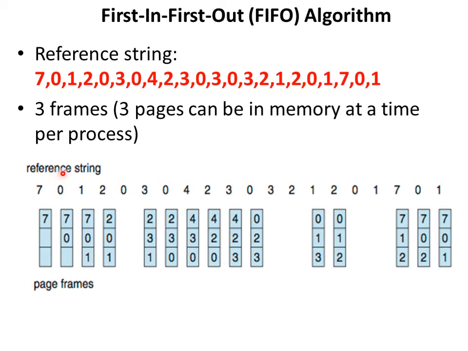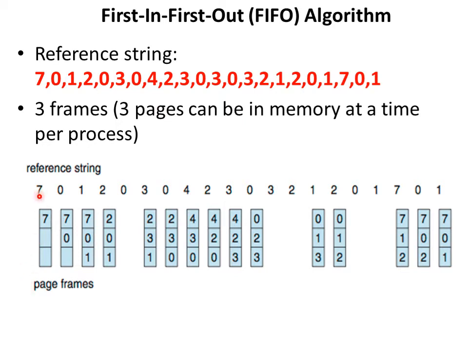Now to start with the algorithm, we write the same reference string with some gap: 7, 0, 1, 2, 0, 3, 0, 4, 2, 2, 3, 0 like this, with some gap in between. Next we draw a box of 3 frames here, because it is given that the main memory can hold 3 pages per process at a time.